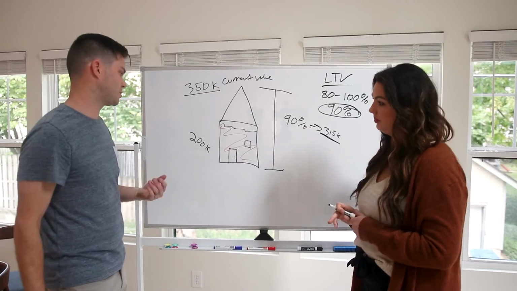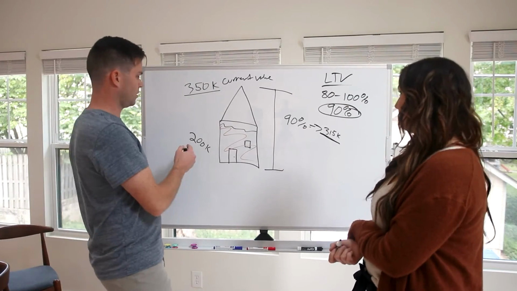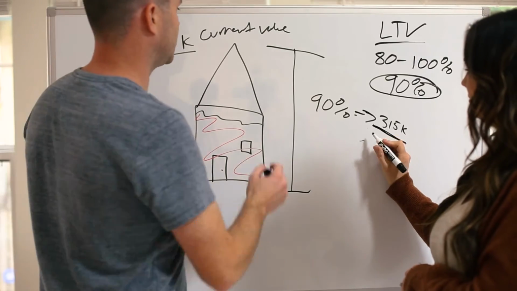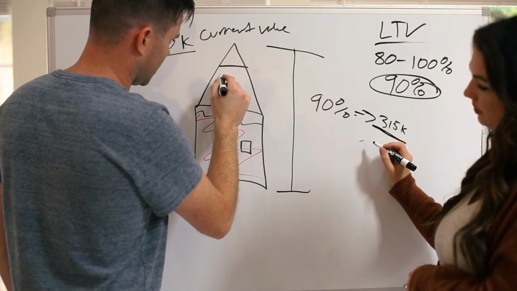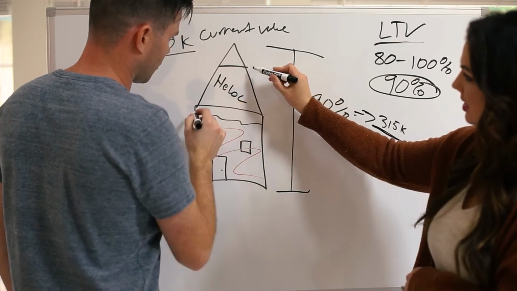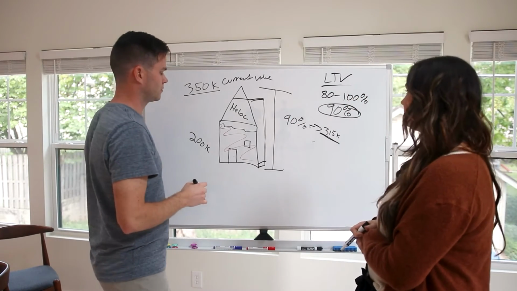But the problem is you can't just pretend that this loan doesn't exist when you originally bought the house. So the important calculation is that they're going to allow you to borrow up to this much. This is the HELOC part that you're going to go for. This right here is 90%, is what you're saying, right? That's correct.